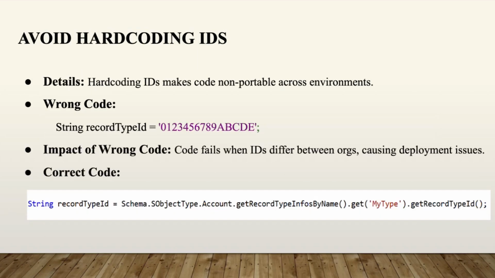So the next thing is avoiding hard coding IDs. We should not hard code the IDs inside the Apex class because different sandboxes will have different record type IDs, and it can cause failure when we are moving the changes from one sandbox to another sandbox. So we need to get the IDs dynamically. For example, this is the code for getting the record type ID. We should not hard code any IDs inside the Apex code.